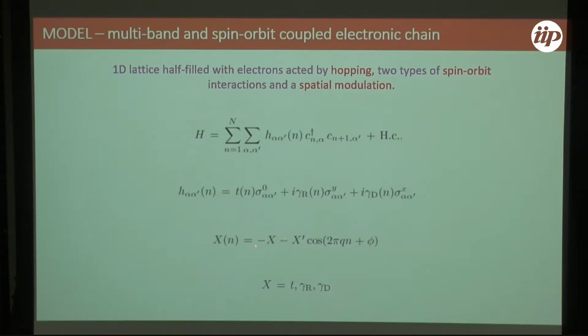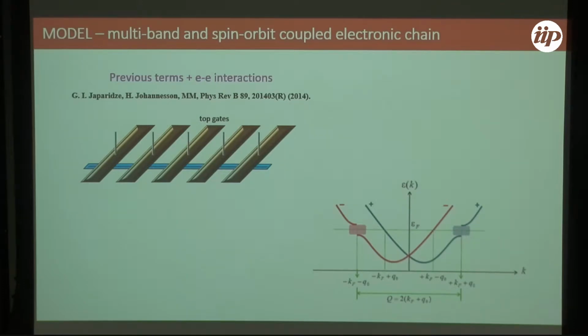So we have a uniform component and a modulated component, and this modulation goes in this way. And the important parameters here are the wave number of this modulation, this Q, and the phase shift. As I said before, T, gamma R, and gamma D are the hopping amplitude, and the Rashba and Dresselhaus spin-orbit interactions, respectively.